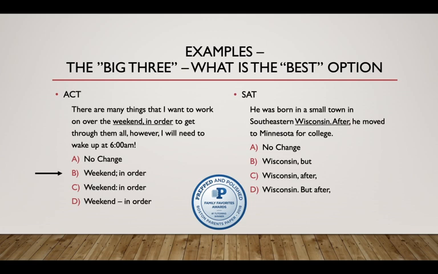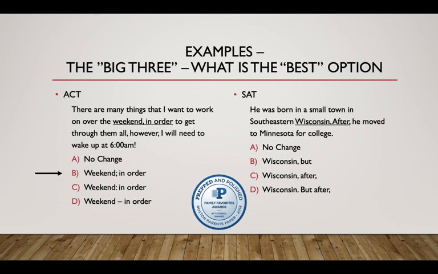Let's take a look at an SAT example. He was born in a small town in southeastern Wisconsin. After, he moved to Minnesota for college. Okay. Now, looks like we have two independent clauses. He was born in a small town in southeastern Wisconsin, and after he moved to Minnesota for college. Ooh, actually, that after there is a little bit, I'll say it, awkward.